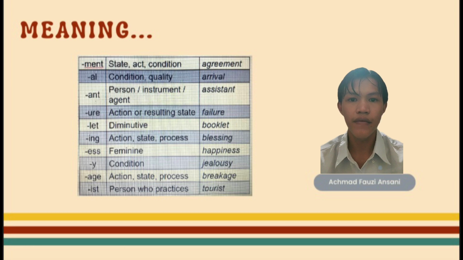I will explain. The right side of the table contains the suffix. The middle of the table contains the type of word that uses the suffix. And the left side of the table contains example words that combine with the suffix. So, maybe that's all that I can explain in this part of the meaning of derivation.